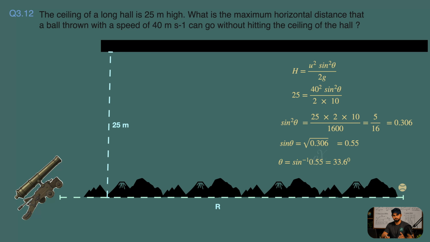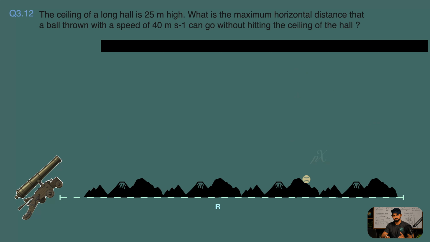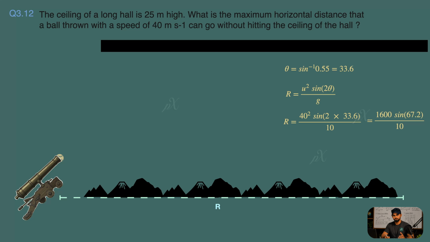All right, now that we've found the correct angle of projection, let's calculate the maximum horizontal range. The formula for horizontal range is r equals u squared multiplied by sine 2 theta divided by g. Now, let's substitute all the values. So we get r equals 40 squared multiplied by sine of 2 into 33.6 degrees divided by 10. Now, simplifying this, it becomes 1600 multiplied by sine 67.2 degrees divided by 10. And we know that sine 67.2 degrees is approximately 0.92.